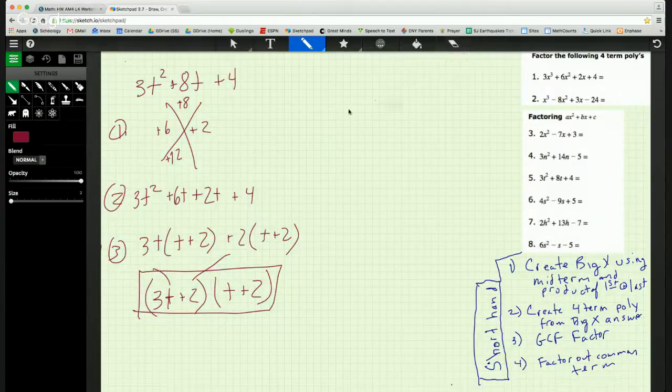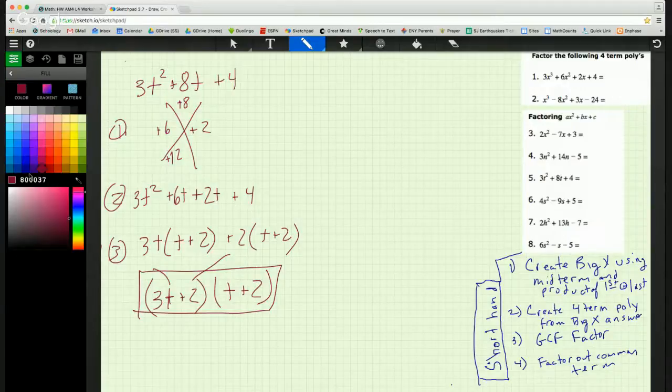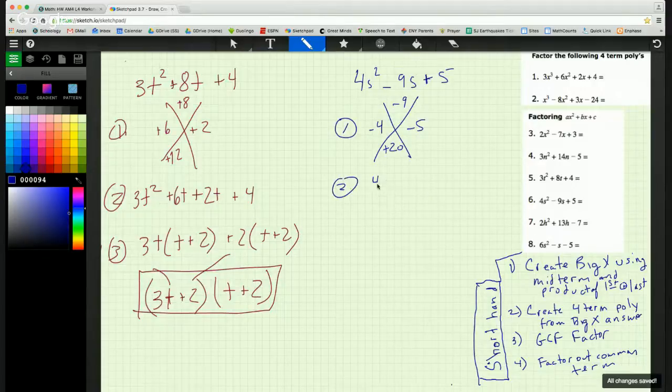Okay. So now number 6. We'll do number 6. Let's do that one in blue. So 4s squared minus 9s plus 5. Okay. Here we go. We got negative 9 and a positive 20. So I need two negative numbers, negative 4 and negative 5 work. So that's step 1. Step 2 says 4s squared plus 5. Put that over here. And then we're going to say negative 4 and then go negative 5s. And then we say 4s times s minus 1.